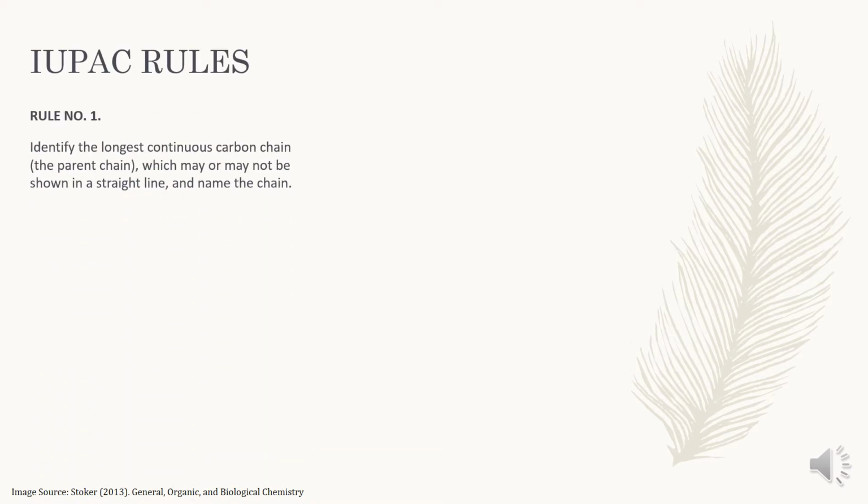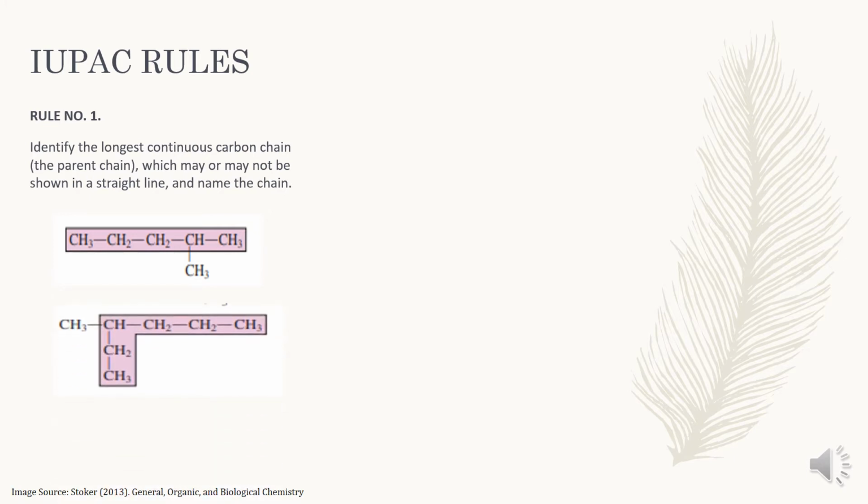For the formal IUPAC rules in naming alkanes, we have rule number 1. The first thing you should do is identify the longest continuous carbon chain. We call this the parent chain, which may or may not be shown in a straight line, and name the chain after it. For example, in this one the parent chain name is pentane because it has 5 carbon atoms. For this example, the parent chain name is hexane because it has 6 carbon atoms.